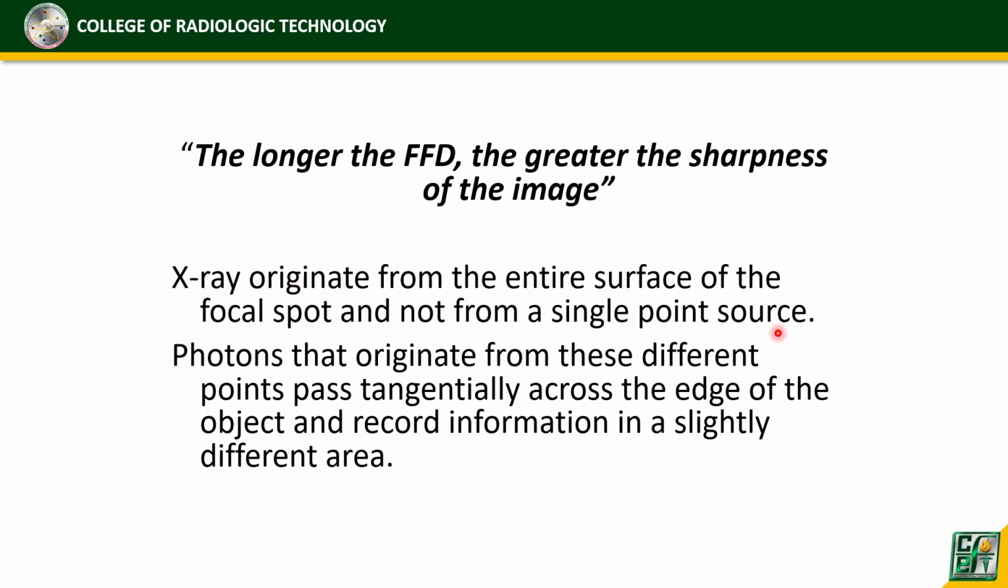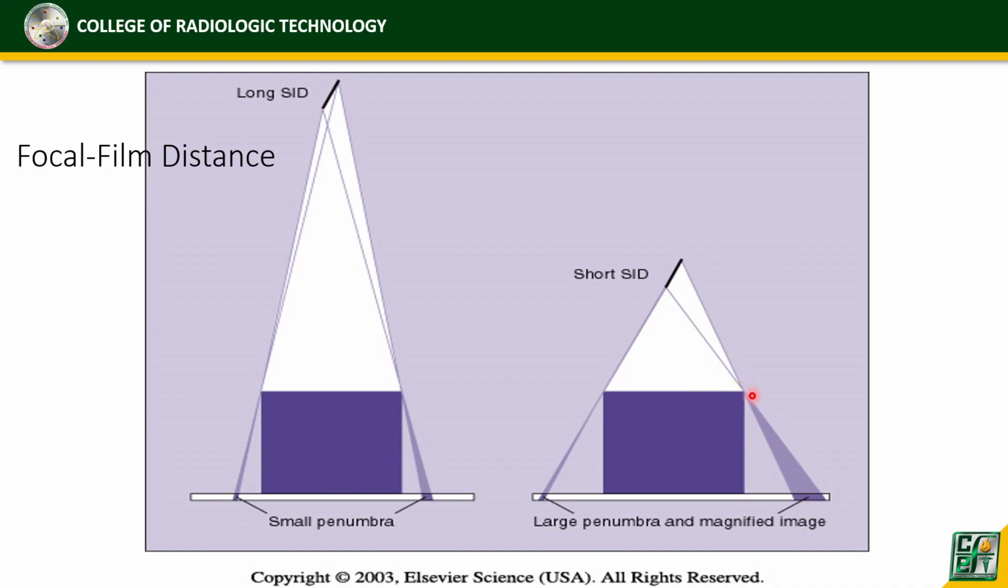So X-rays originate from the surface of the focal spot, okay, and not from a single point source. So, yun, sa focal spot nga kasi dun yung target. Okay? And then photons that originate from these different points pass tangentially across the edge of the object and record the information in a slightly different area. Diba? So dito tangentially, okay, instead na ito yung laki ng image mo, ito yung mapupunta sa iyong image receptor sa film.